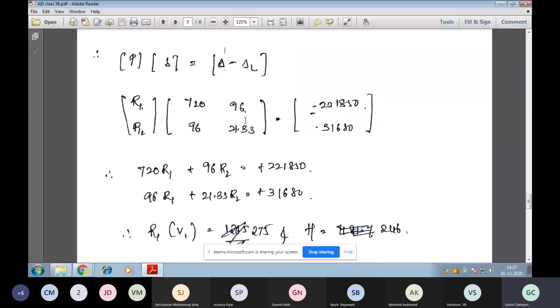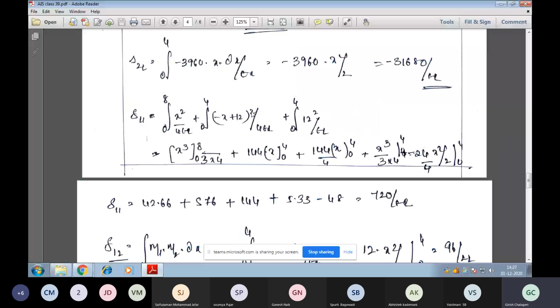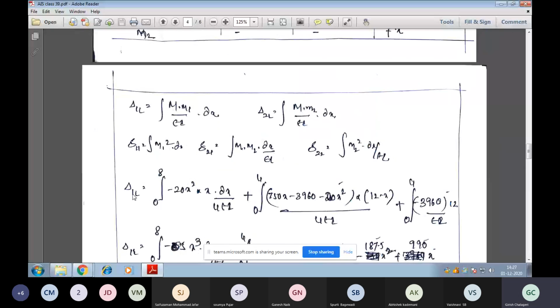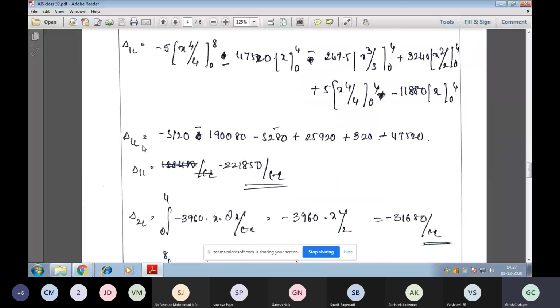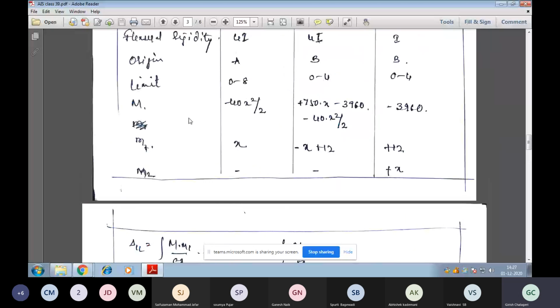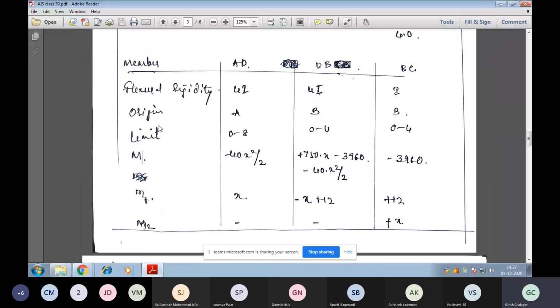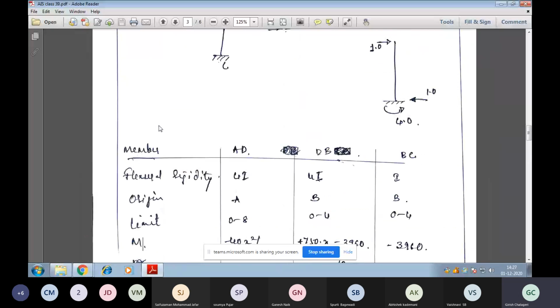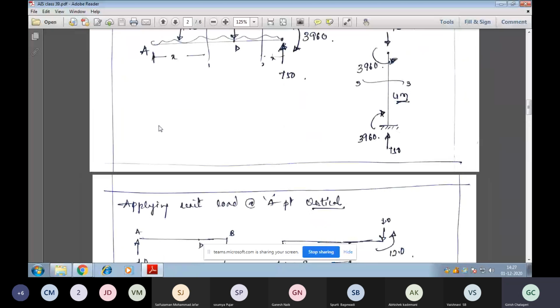So delta, there is no external moment. Even small delta is nothing but, we can see here how we find this delta. That is capital M into M1 will give delta 1L. The delta 2L will be capital M into M2 divided by EI. So what is M, M1, M2? M we can see here. We have drawn the free body diagram here. So once we take A to D, it is a distance 0 to 8 I have given.